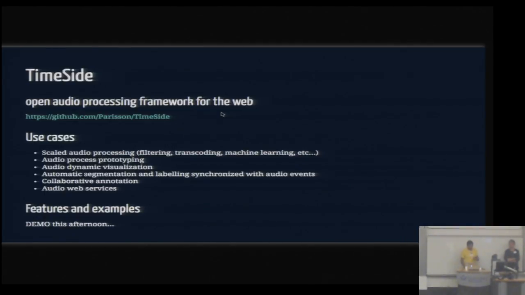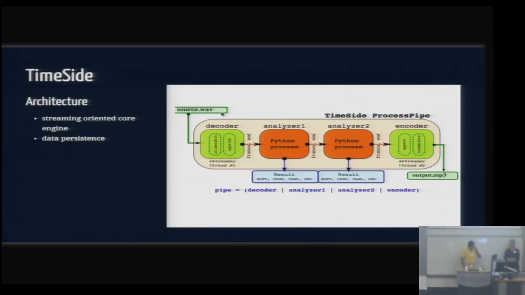I will show you some demos this afternoon, so I will go really fast. TimeSide has an architecture which is streaming oriented, so that we can add different Python processes on the server side. It can also be VAMP processing with bridges. And we stream the result in different formats to the browser from the server so that we can have data persistence on the whole platform. And also, of course, in one pipe, we can transcode the audio to provide it to the browser.